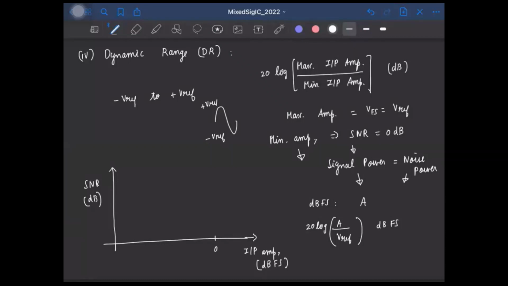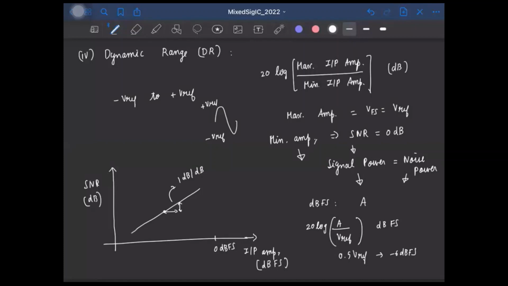Okay, so 0 dBFS is the maximum input voltage you can apply, right? And if you take a voltage of 0.5 Vref, that will be minus 6 dBFS and so on, right? So now if you plot this input amplitude versus SNR, you ideally expect a straight line, right? Because if you increase the input power by 1 dB, you also expect the signal to noise ratio to increase by the same 1 dB, right? So this line will have a slope of 1 dB per dB.